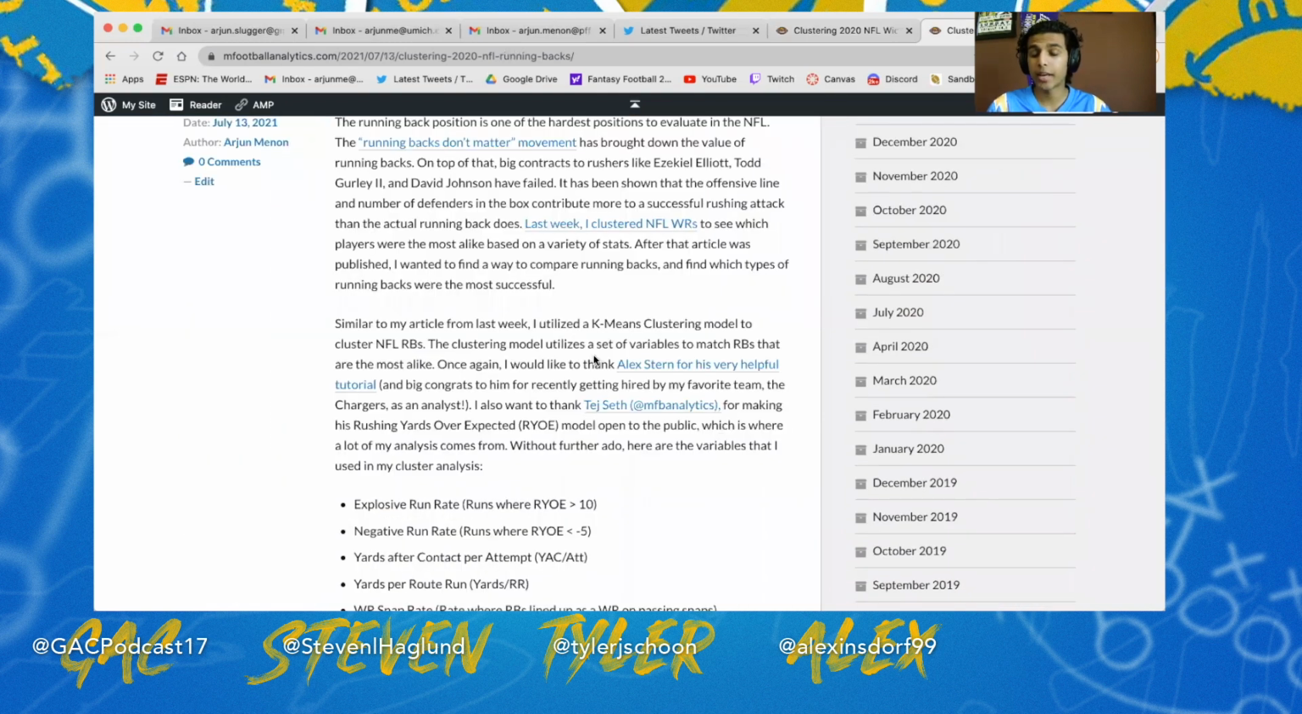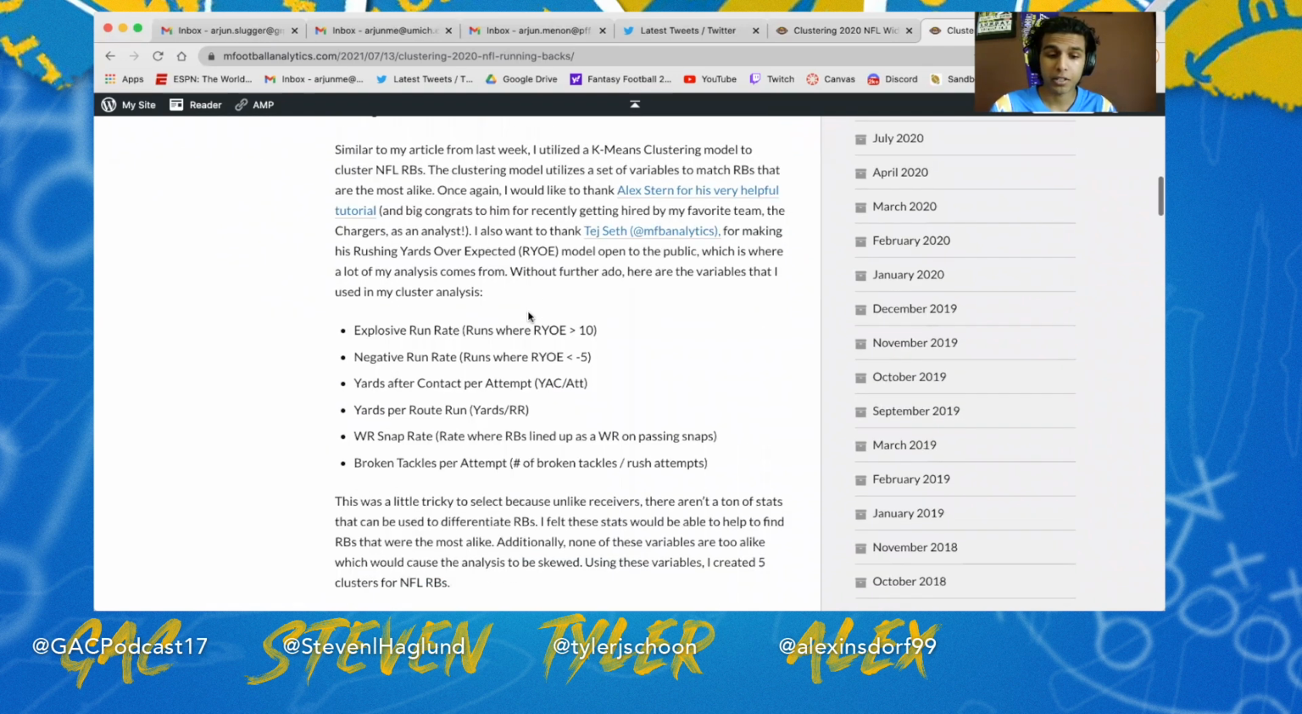So again, I built the same clustering model, but I only did it for running backs. What I did was I took the explosive run rate, so this is when the running back's rushing yards over expected is greater than 10. Negative run rate, where rushing yards over expected is less than 5 for a carry. A running back's yards after contact per attempt. A running back's yards per route run, so this is to measure receiving efficiency. Their wide receiver snap rate, so which running backs lined up at receiver a lot, and the amount of broken tackles per attempt.